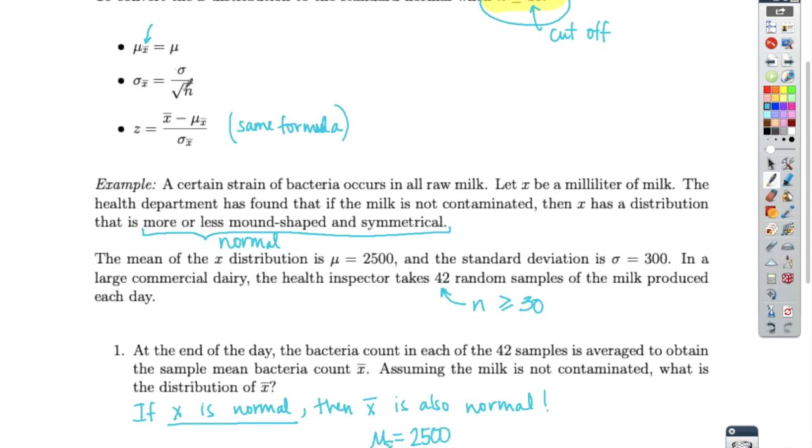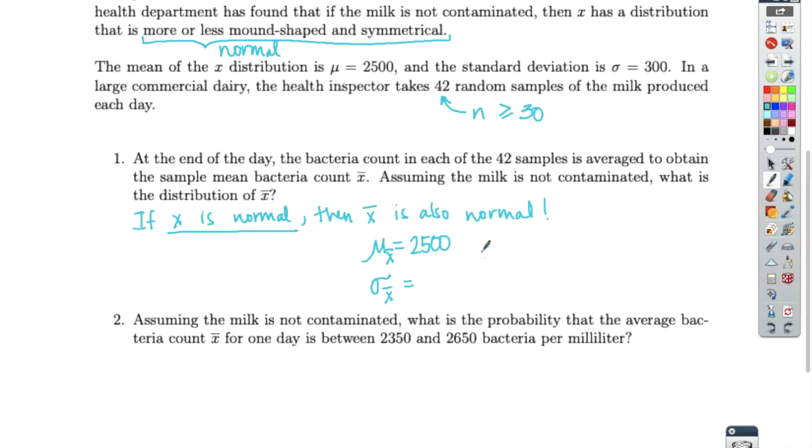The standard deviation, however, does change. So we need to adjust our standard deviation by dividing it by the square root of the sample size. So let's do that. Our old standard deviation was 300. I'm going to divide it by the square root of my sample size, which is 42. And when I throw this into my calculator, it comes out to about 46.3. Okay, so this is how we describe a distribution. We talk about its shape, you also give the mean, and you give the standard deviation.